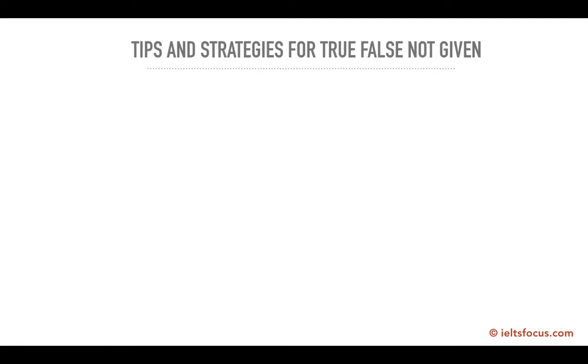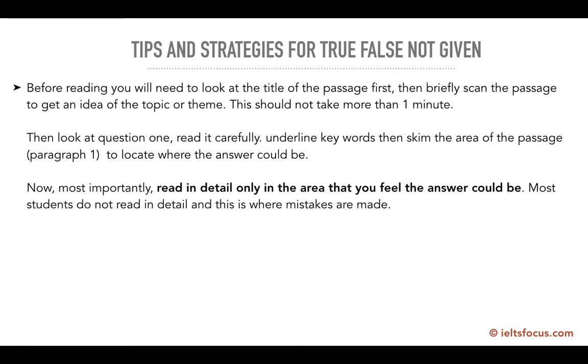So let's look at some tips or strategies for this. Before reading, we've got to look at the title of the passage first, and then briefly scan the passage to get an idea of the topic or the theme. This shouldn't take you more than a minute, so we don't want to spend too much time on this. We're just getting a feel for the passage. Then we go to the questions and we look at question 1. We read it carefully, underline the key words, and then go back to the passage and skim the area, which would be paragraph 1, to locate where the answer could be.